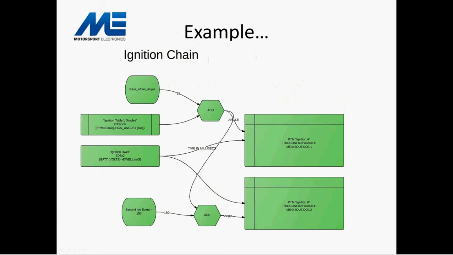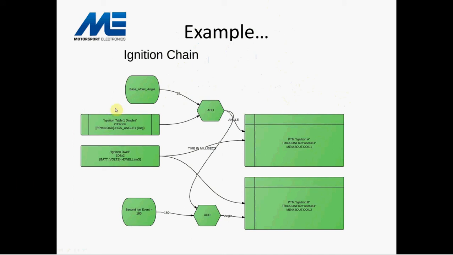So first of all, there's the base offset angle. Now this is a number. This is a user-defined variable, and in this case, the user has defined that to be 35. So on a ZTEC, it would probably be 90. And within your PTM configuration, you would say, we'll come back to this, but the base offset angle is just a variable that the user has created, and he set it to 35.